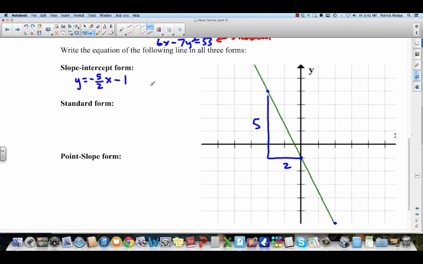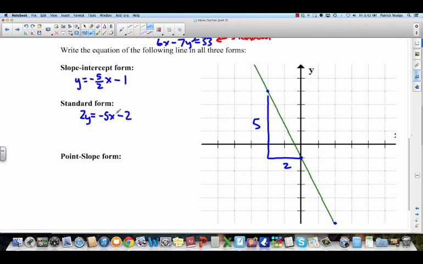Okay, standard form. Well, to get standard form, probably what you do is you take slope-intercept form and just switch it. So in order to switch it, we want to get rid of the fraction. So the only denominator we have is 2. We have to multiply everything by 2. Multiply y by 2, I get 2y. Multiply this fraction by 2. The 2's will cancel, so you'll have negative 5x. And don't forget, you'll also have to multiply this by 2, so you get minus 2.